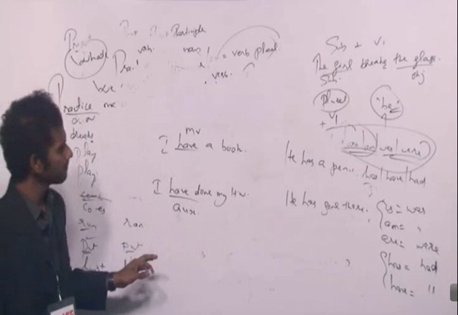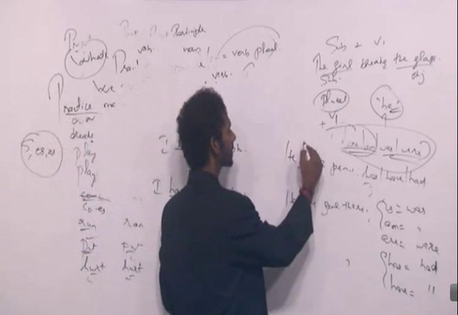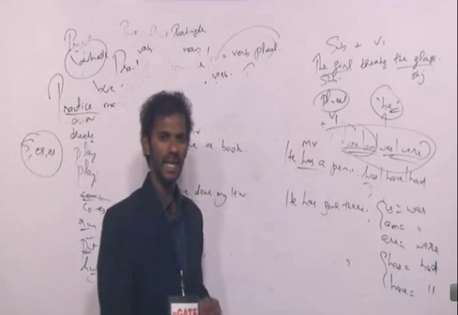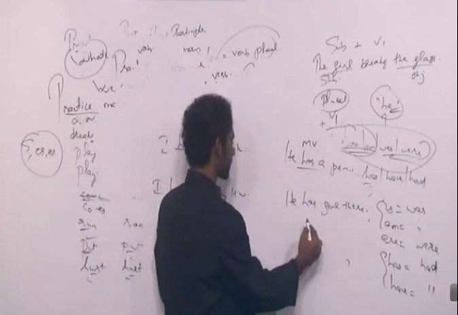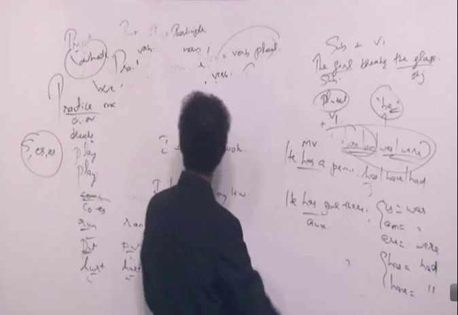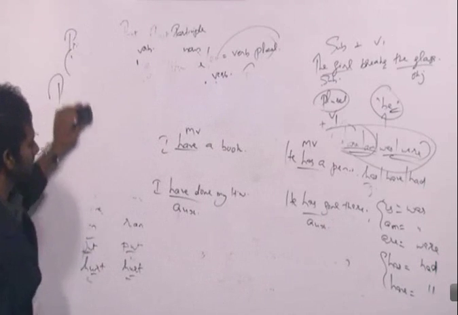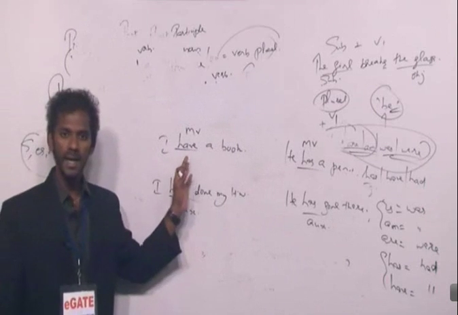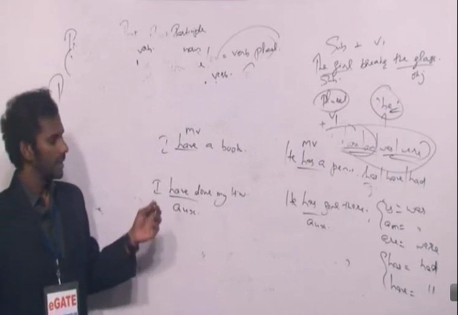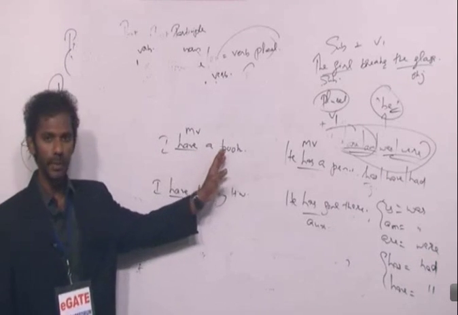I stopped here only. He has a pen. In this sentence, has is a main verb. That means an action. He has gone there. In this sentence, has is an auxiliary verb. Clear? Right. Now, come to the first sentence. I have a book. A main verb is an action, as I told you.